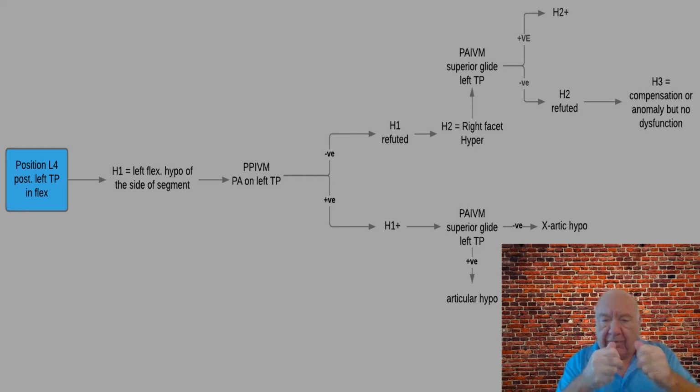You palpate for position, you then push on the posterior transverse process. If it's restricted, you then push it up and forwards to see if it's joint glide, and if the restriction isn't present on the P-pivum, you push the other side up to see if that side is hypermobile. It's a nice flowing exam.